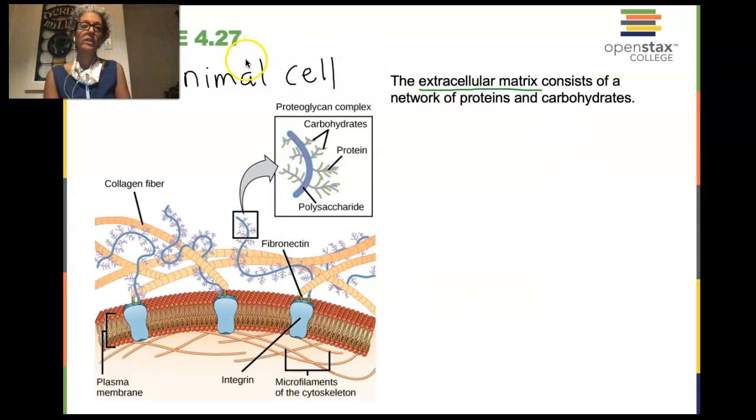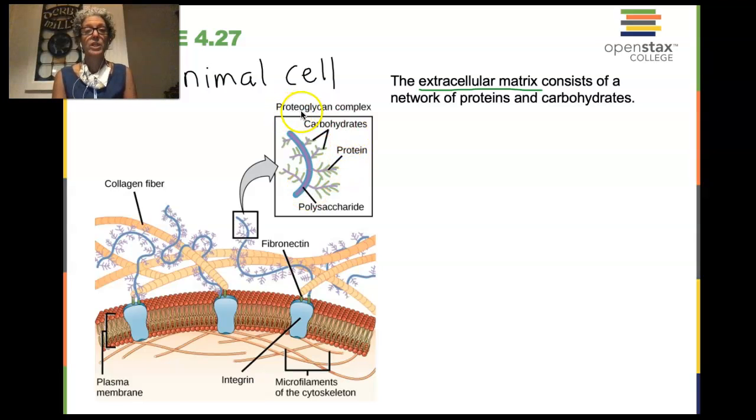This says animal cell. My image is covering up the A. It's showing the extracellular matrix, so the outside the cell matrix of proteins and carbohydrates. There's our lipid bilayer. These are the microfilaments of the cytoskeleton. We've got a type of transmembrane protein called integrin because it integrates through both sides. We have fibronectin and we have collagen as two structures that are forming this complex outside of our cells.